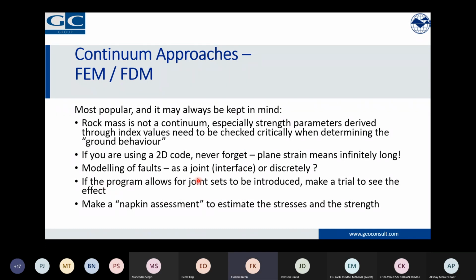If the program allows you to introduce joint sets, please make a trial to see the effect. Sometimes it's an eye-opener to just take the main joint sets and put them into such a program. And as I mentioned before, make a napkin assessment, really very rough, to see whether these things can really happen. All these modeling approaches are very good, but a little bit of cross-checking is required because small mistakes can have big effects.